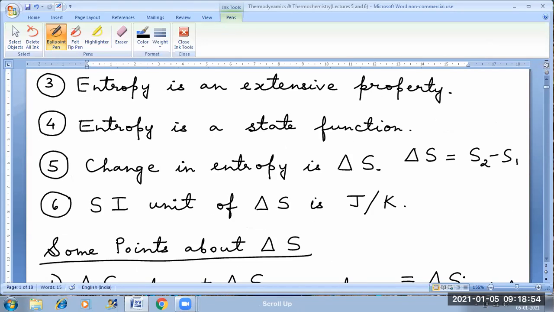The SI unit of delta S is joule per Kelvin. Joule is the unit of energy and Kelvin is the unit of temperature. So the SI unit of delta S is joule per Kelvin. You can write it this way also: capital J is joule, per Kelvin. Joule per Kelvin.